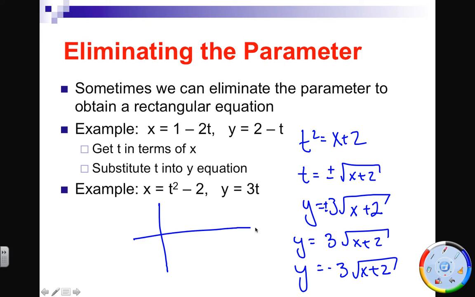And if you were to graph this back into rectangular mode, square root of x plus 2 is over here, goes this way, and the 3 just makes it steeper. And the negative version goes this way, and you'll notice that we get that sideways parabola. That's not necessarily the only way we could do this, but for now, for us looking at the x and then the y, that's what we want to do.